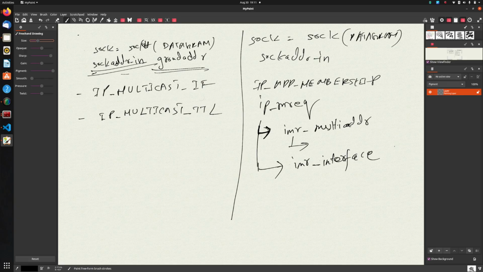if you have set INADDR_ANY when you were setting up your bind address. So yeah, that's how you can pretty much set up your receiving client or your receiving node for multicast datagrams, and it's pretty easy.